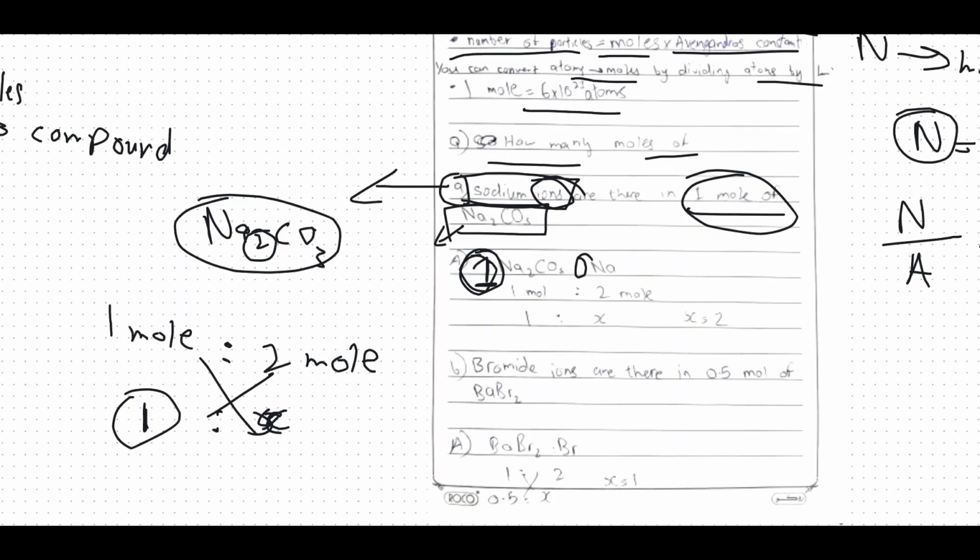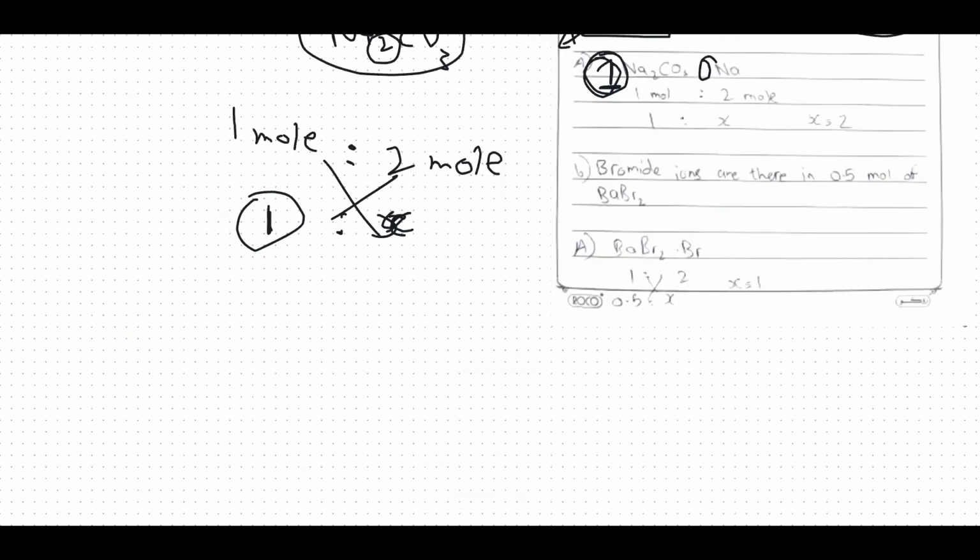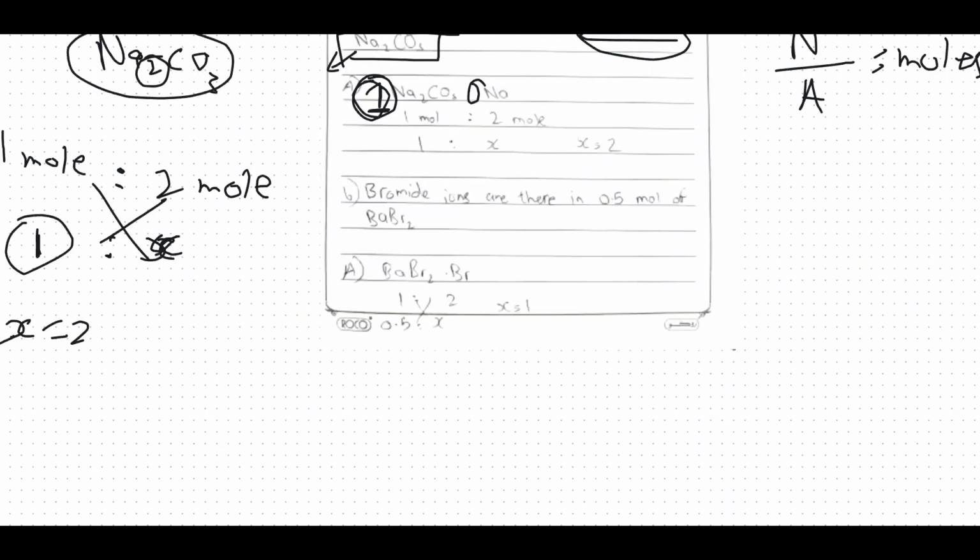So I'll get X as 2. Now this 2 means this is the number of moles or molecules. This is the suffix. So this is confusing, but let's do another example.